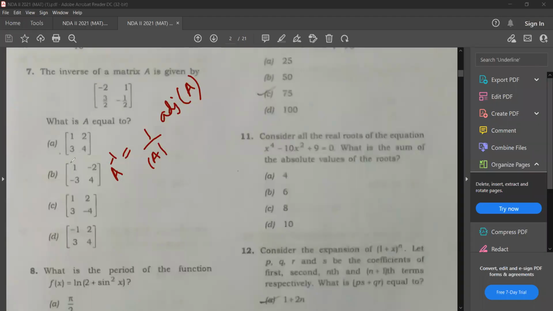When you do, you'll be getting the answer as option A. That is a direct question. You have to just find the determinant. The determinant is minus 2 into minus 1 by 2 minus 1 into 3 by 2. So find out the determinant, then after that find out the adjoint. To find the adjoint, you have to find the minors. Adjoint is nothing but the transpose of the cofactors, remember that. So that is a direct question, and you'll be getting the answer as option A. Moving on to the next question.